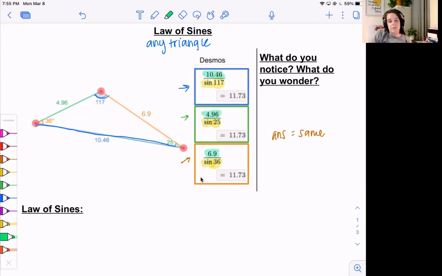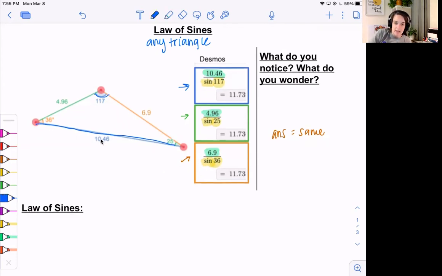So what you're seeing here is really interesting. If we have a side and it's across from the angle, the relationship between that side and that angle is the same as the relationship between this side and this angle, this side and this angle, and it's the same as this angle and that side over there, right? So super, super interesting that they all equal the same.